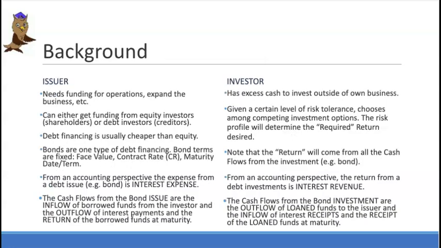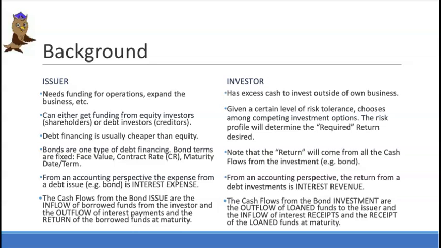Businesses will finance their operations either via equity, such as stock issues, or debt, such as bond issues or the like. Note that debt financing is usually cheaper. The bond terms are the face value, or the amount to be borrowed, the contract rate, stated on the bond contract, expressed as an annual rate, and then the maturity date or term, usually on a semi-annual or annual basis. The expense generated from the bonds from the issuer's perspective is interest expense. Now, from the investor perspective, it is interest revenue.